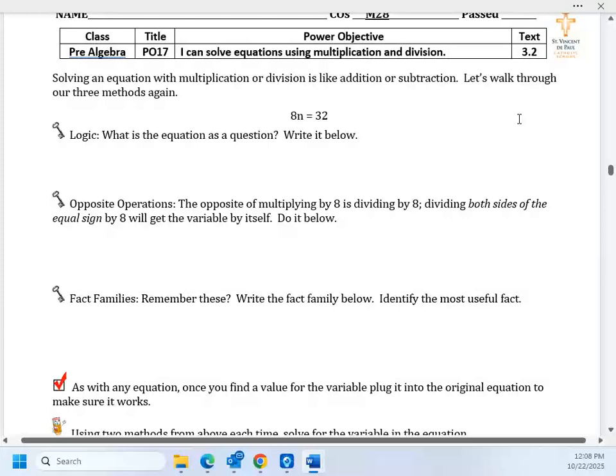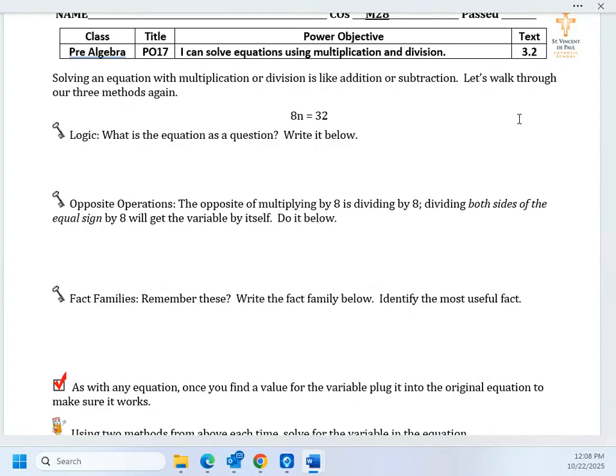Good afternoon. Today we are moving on with those equations, doing Po17. I can solve equations using multiplication and division. Yesterday we were talking about adding and subtracting. Today is multiplying and dividing. Solving an equation with multiplication or division is like addition or subtraction.